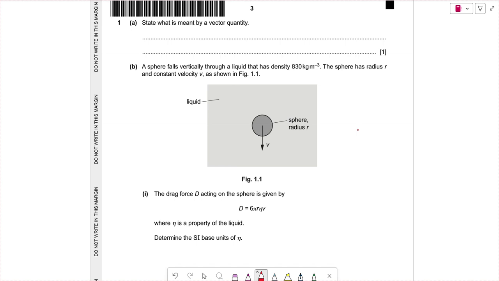Question number 1, part A: state what is meant by a vector quantity. A quantity that has both magnitude as well as direction is called a vector quantity. So we'll write: a quantity which has magnitude and direction.